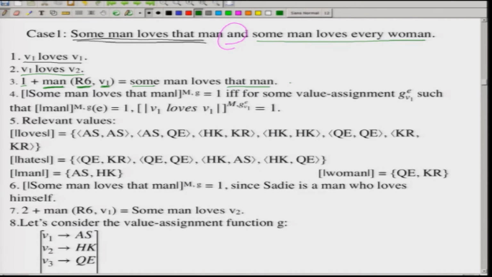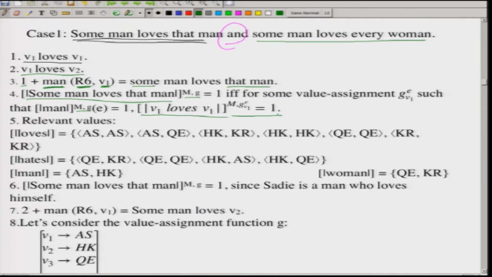The truth value computation, some man loves that man with respect to mg is 1 if and only if for some value assignment g e v1, because here our variable is v1, such that man with respect to mg is true. We are talking about an e which is taken by man as an argument, and 1 is given, that is, that e should be a man. In that case only it will be this. So, for some value assignment this must be the case.